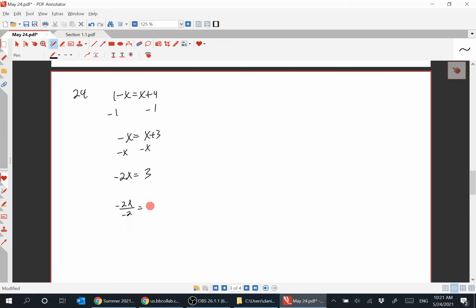Divide by minus 2. All right, so x is equal to minus 3 halves. So 3 over minus 2 and minus 3 halves are the same thing. Okay, it's just the negative of the fraction 3 halves. So very simple equations, linear equations. 24, 27, similar to that, except we've got some fractions to deal with.